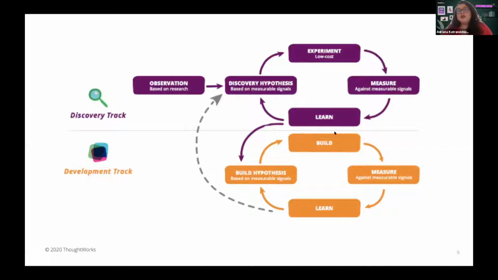And then you either continue learning or that feeds into your build hypothesis and then you actually get to develop it. So you build it, measure it, and learn. And then the learnings from that actual software go back potentially into your discovery hypothesis to explore more. So this is, at a high level, how it works.